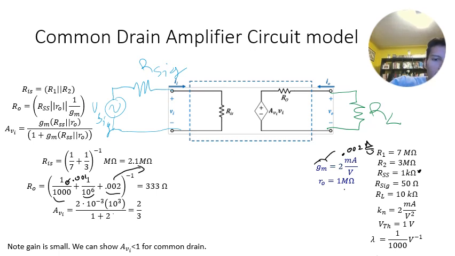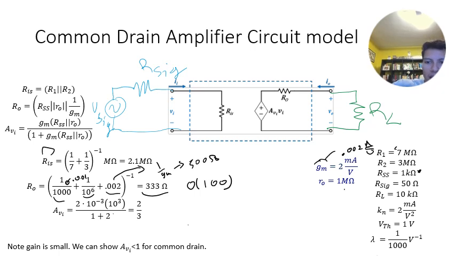Note that if we had approximated as just 1 over GM here, we would have gotten 500 ohms. So you see that you do get a pretty good approximation for the output resistance as just 1 over GM. And this is in the order of hundreds as we had expected. Okay, additionally, when we look at the input resistance, it's quite high. So we have the 7 and the 3 mega ohms in parallel. So we get 2.1 mega ohms.